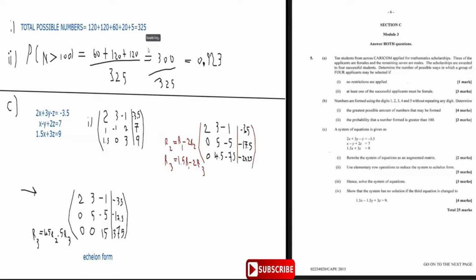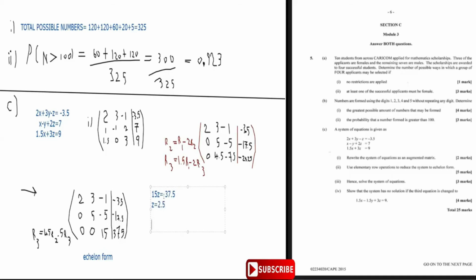Nice. Now what does it say to do next? It says hence, solve the system. Hence meaning using this now. So using this now, we can see that 15 times z is equal to 37.5. So if I divide through by 15, I will get z is equal to 37.5 divided by 15, which is 2.5.